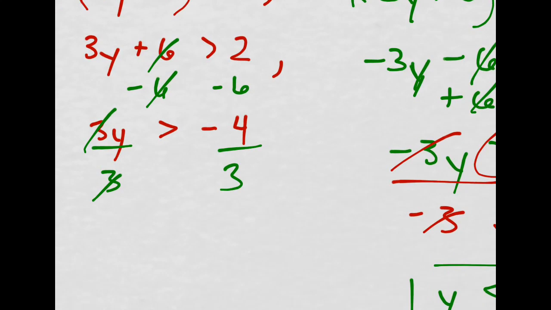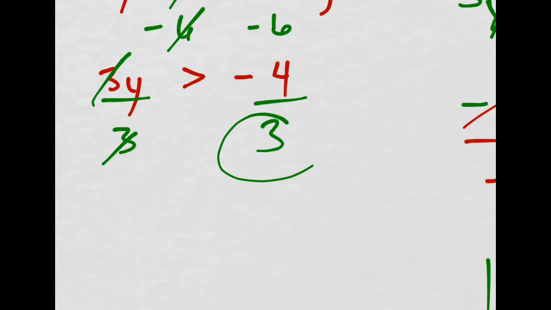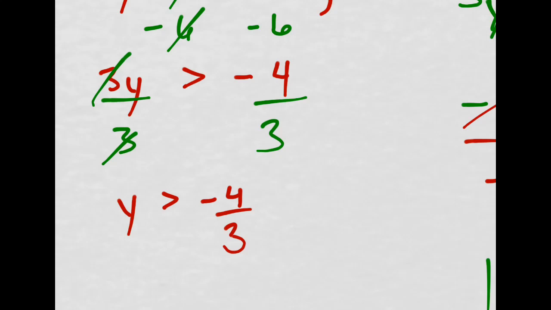Here, see, this is exactly what I was talking about. What we're dividing by is the 3. We are dividing by 3. And it's positive. So we do not have to switch the sign. It doesn't matter that this is negative. We're dividing by 3, and that's a positive 3. So we only have to flip the sign when we're multiplying or dividing by a negative. It doesn't matter what we're dividing, it's what we're dividing by. Hopefully that makes sense. Y greater than negative 4/3.